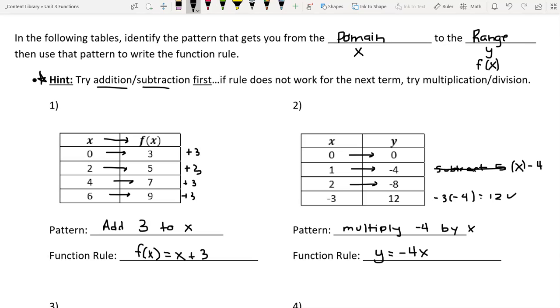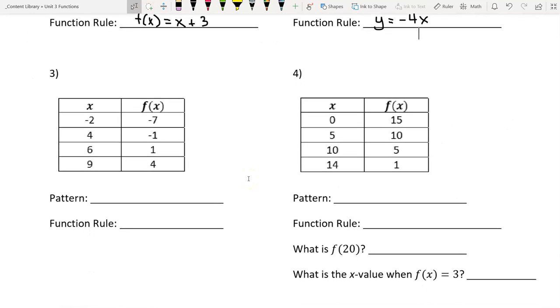You can always check by plugging in these values into x and see if the y works, just like what we've been doing, okay? So we're going to keep moving.